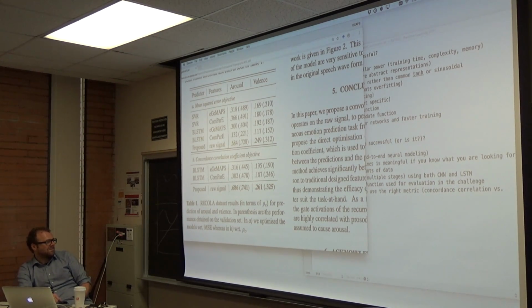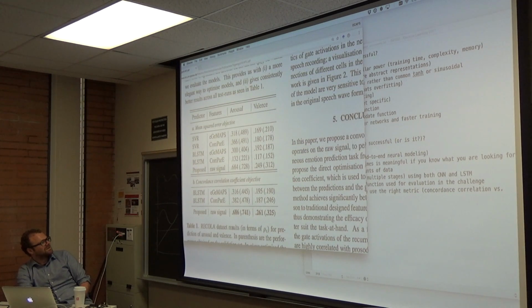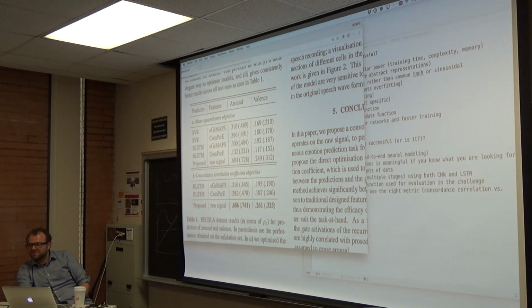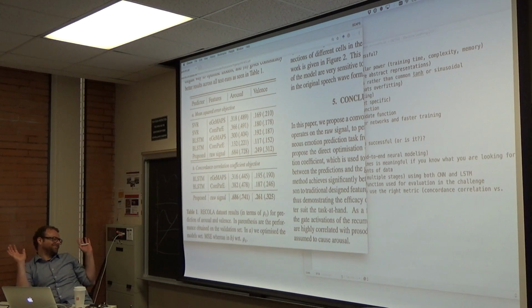So overall, they got a. Oh wait, we optimized the models with respect to mean squared error, whereas in B with respect. That's even worse now. So they optimized it for mean squared error and got even.